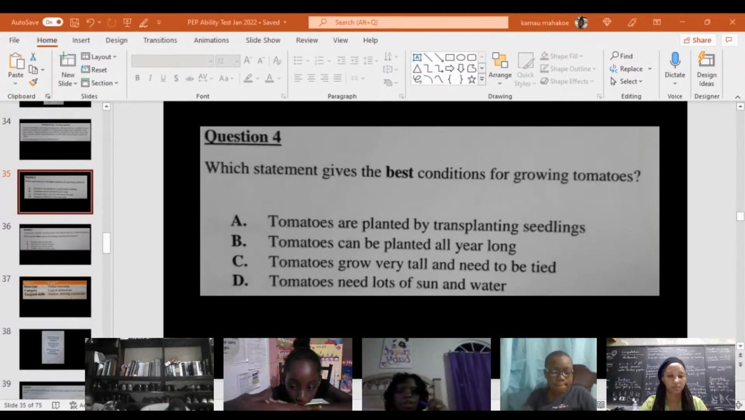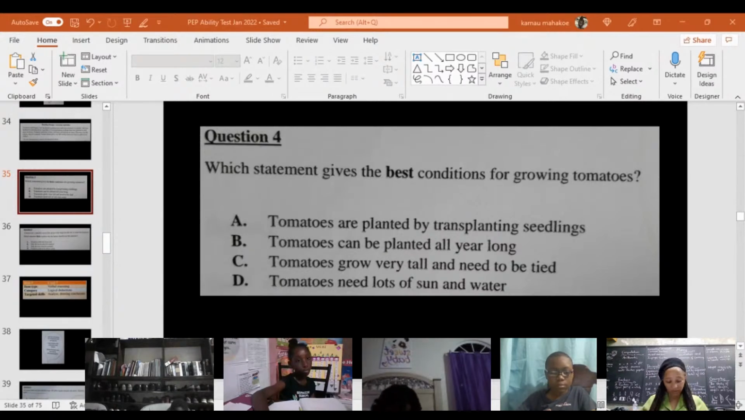Question 4. Which statement gives the best conditions for growing tomatoes? A. Tomatoes are planted by transplanting seedlings. B. Tomatoes can be planted all year long. C. Tomatoes grow very tall and need to be tied. D. Tomatoes need lots of sun and water. Miss, I say D. Tomatoes need lots of sun and water.